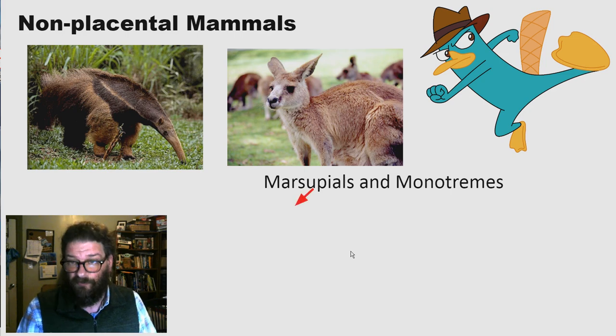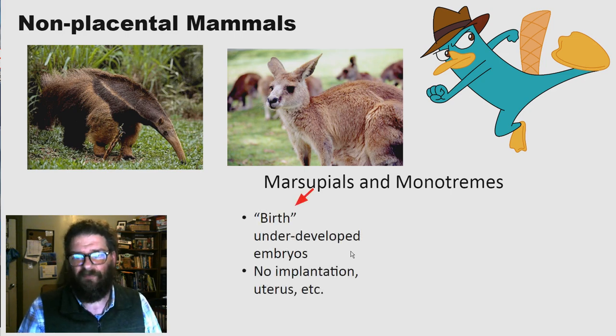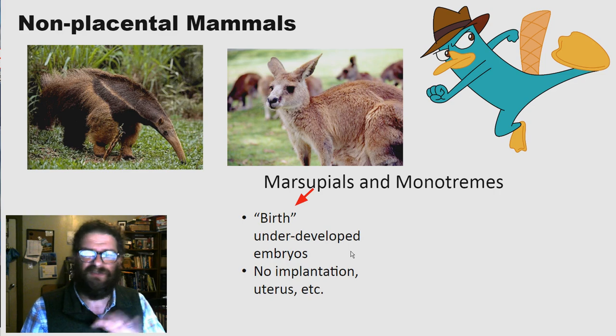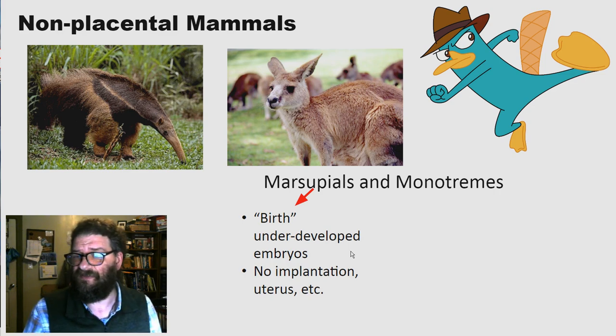So marsupials: underdeveloped embryos, there's no implantation. She doesn't need a uterus, but of course she does need a pouch.